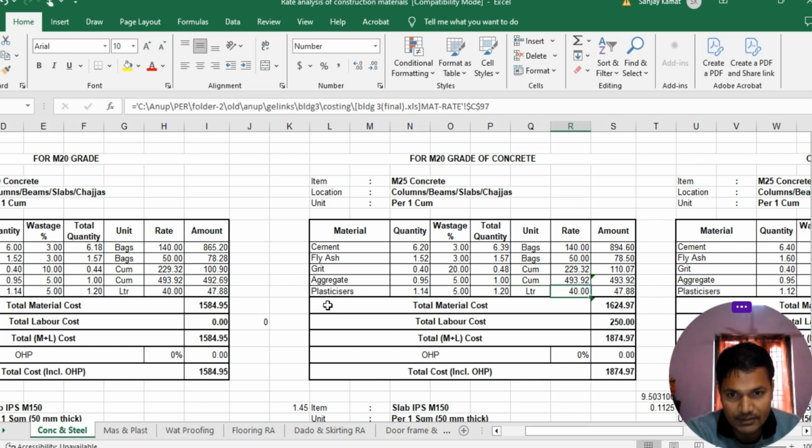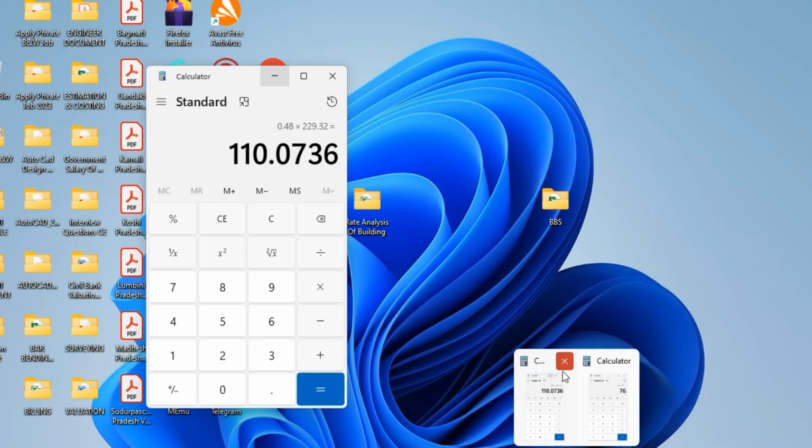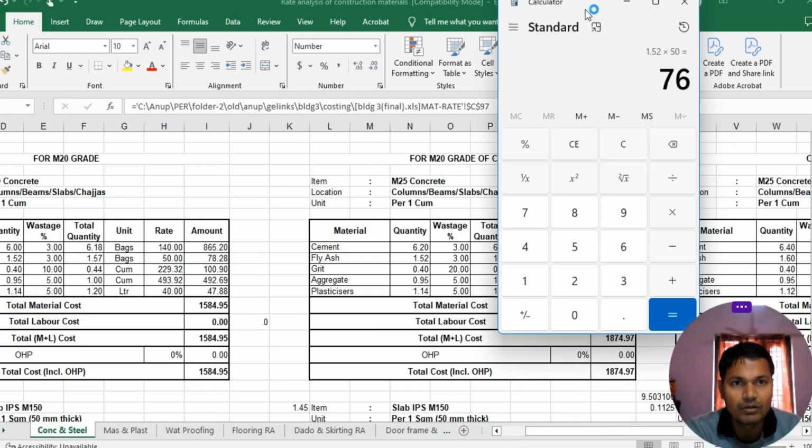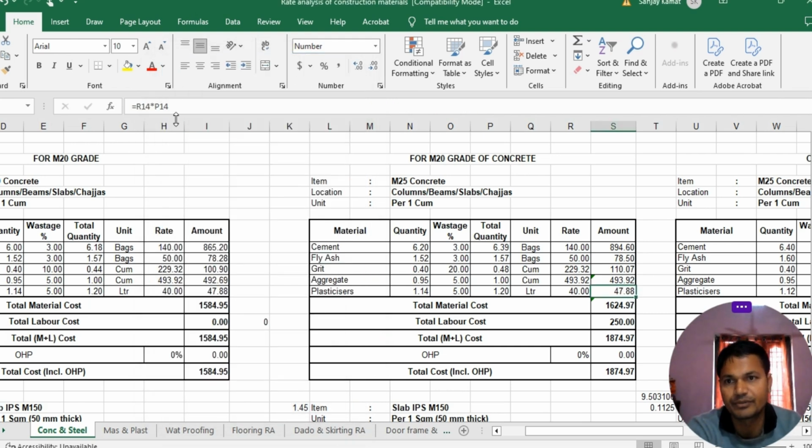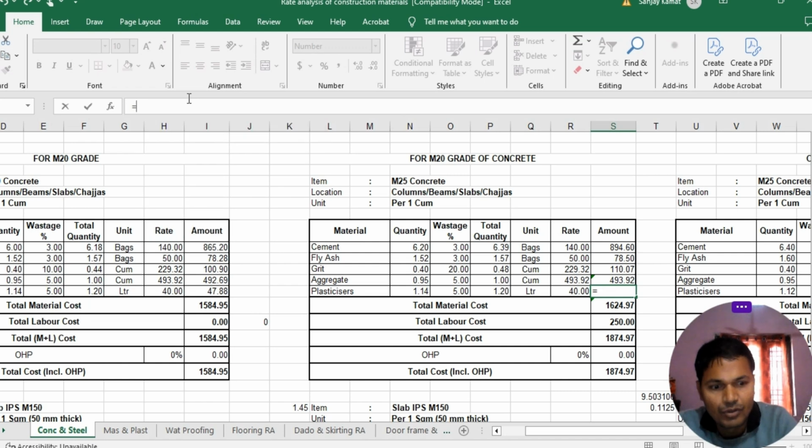And its rate, how much will the rate be here? Follow my mouse cursor, then only you will understand. So the plasticizer rate is how much? 40. Now this time we multiply this, 40 into 1.20. If you do, how much is it coming? 48. Here it does not need rounding up, so we write that down, approximately 48.